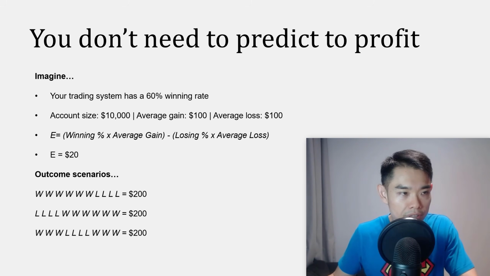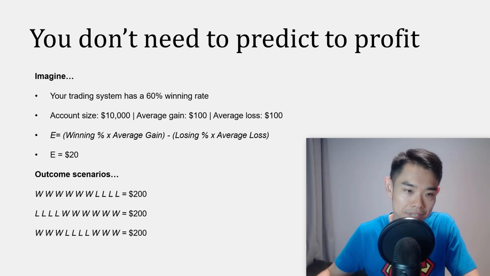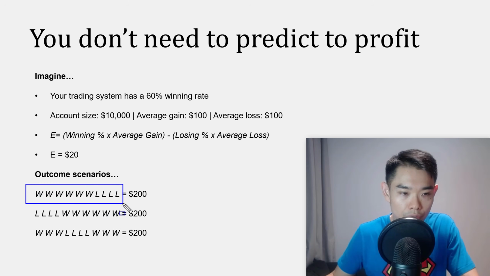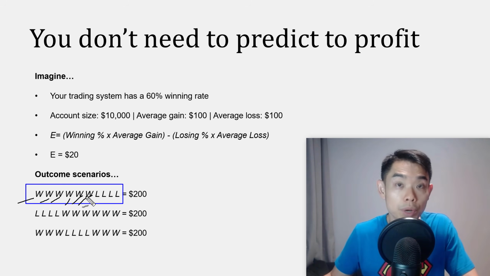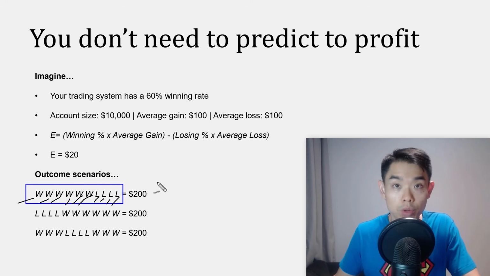So I've simplified this further. I'm not going to give 100 trading examples. This is just a potential outcome of 10 trades. So this is scenario number 1. Let's say for this scenario, the first trade is a winner, winner, winner, winner, winner, winner. The first 6 trades are winning trades, followed by 4 losing trades over here. Now, if you know that your expectancy on average is that each trade you will make $20, you know that after these 10 trades, you'll be up $200.